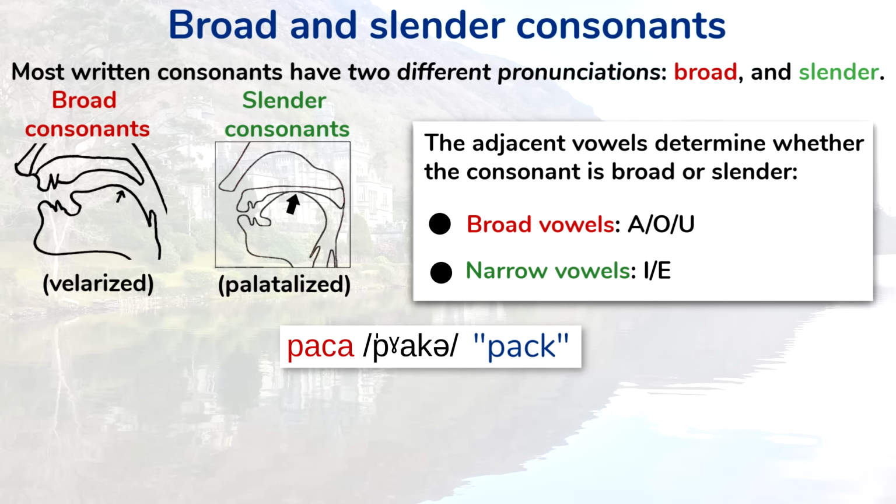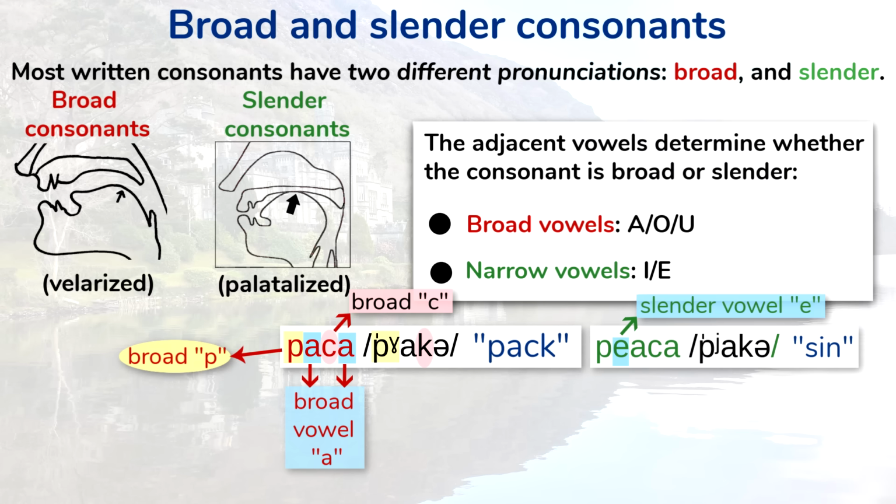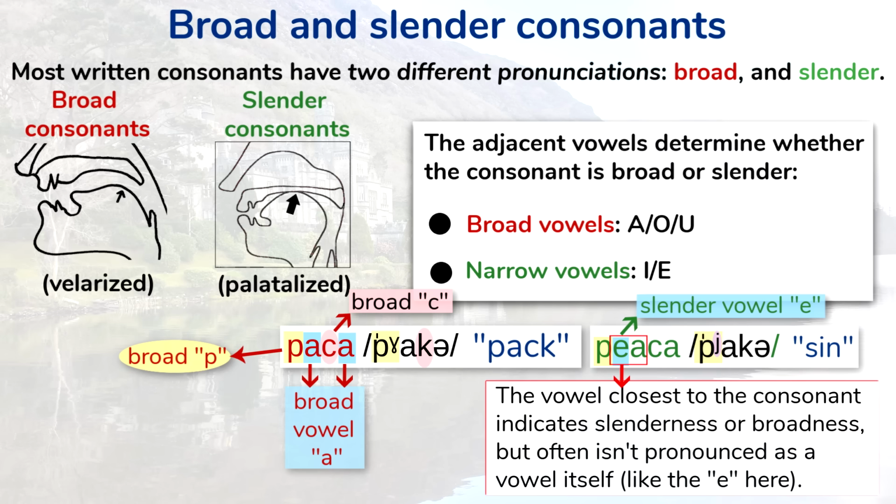Another example, pacáiste, meaning pack, and peaca, meaning sin. In the first word, we see the broad vowel A twice, so the P and the C both represent broad consonants. In the second word, again, the E is a slender vowel, so the P is palatalized. In other words, slender. Note that when you see a slender and broad consonant side by side like this, the vowel closest to the consonant indicates slenderness or broadness, but often isn't pronounced as a vowel itself.